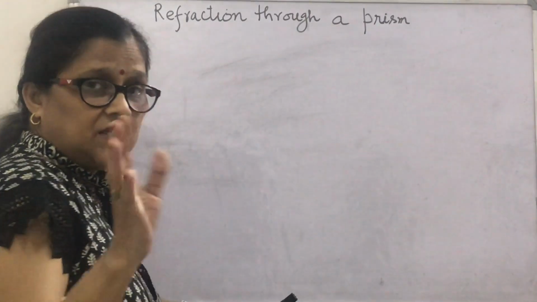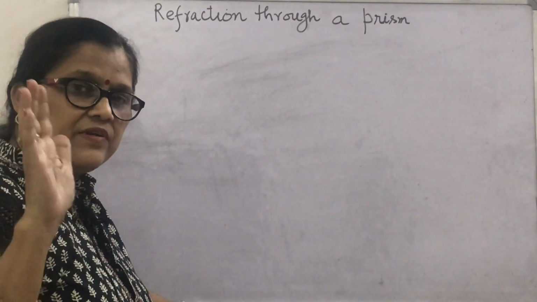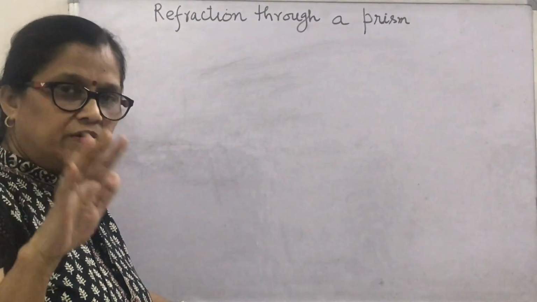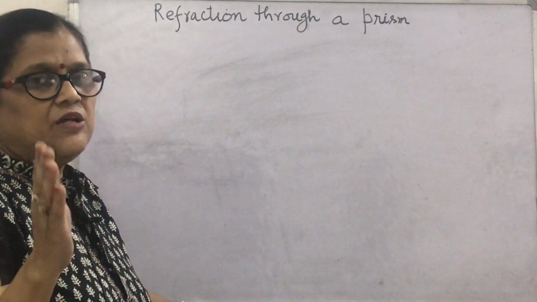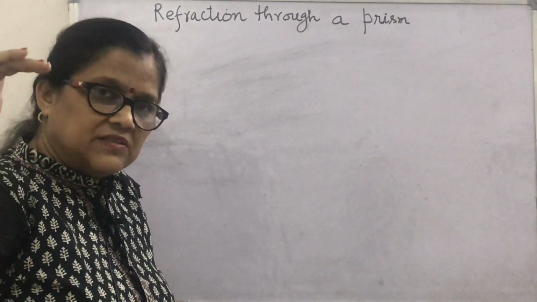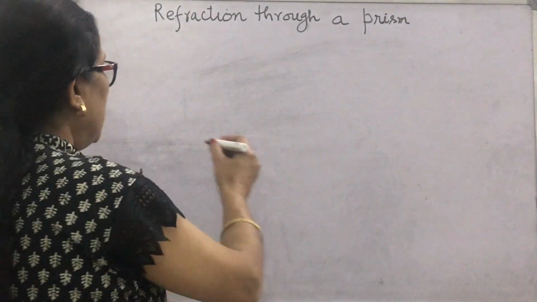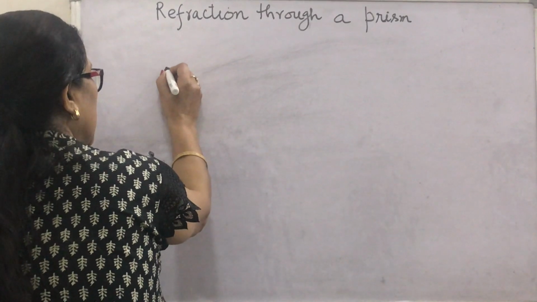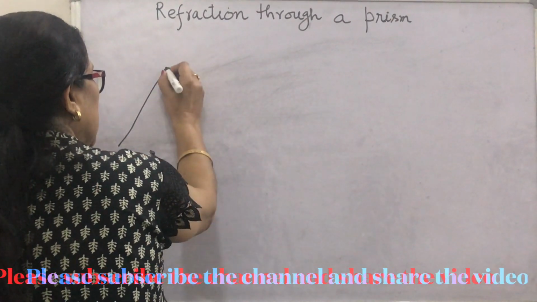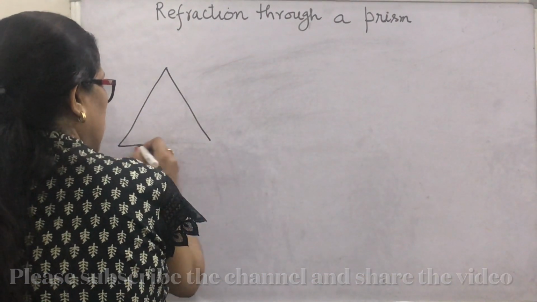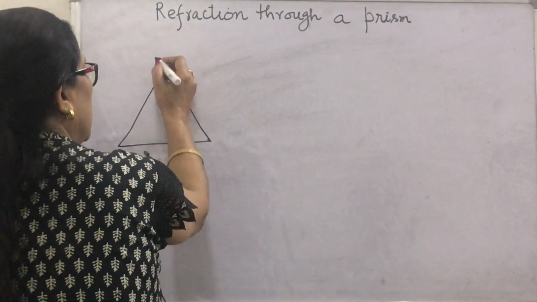Today we will discuss what is the refractive index formula for a prism, how you will derive it, and other conditions when the light ray is incident at one of the refracting surfaces. Look how to draw a prism. If you see, this is the triangular section I have shown.